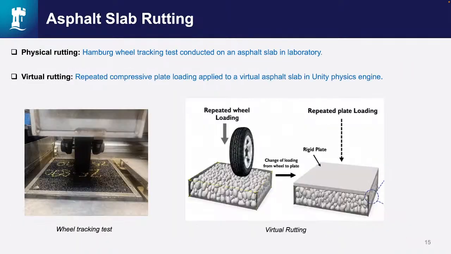So how do we take this forward? Our main idea now is to develop a virtual lab. So instead of doing a physical test, we could replicate all of that in a virtual environment. In terms of asphalt pavements, we generally simulate rutting using what we call the Hamburg wheel tracking device. So we can now simulate that.